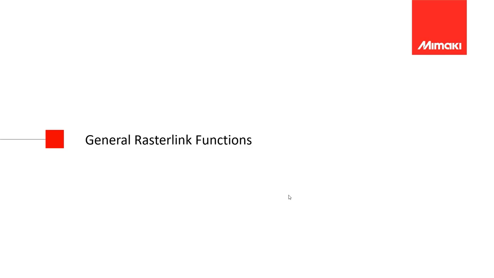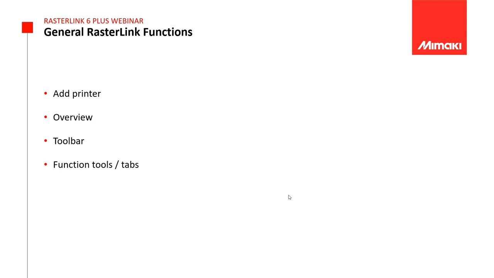Thanks, Mark. For the general Rasterlink functions, we're gonna open the Rasterlink for the first time, and I'm going to show you how to add a printer and a short overview, and then Mark is going to explain how the toolbar works and the function tools on the right-hand side. So now going to Rasterlink.